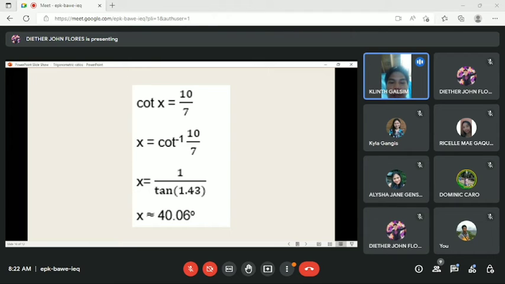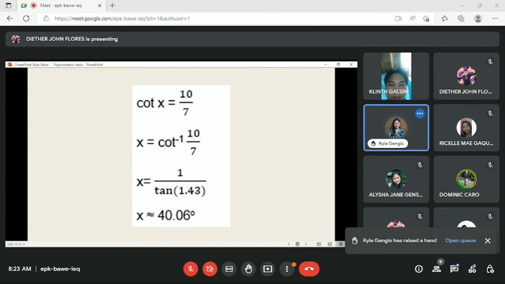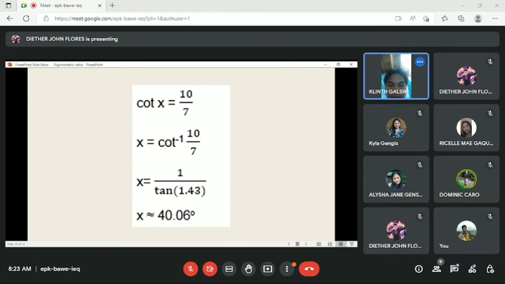Okay, another one. So is there anyone who wants to? Okay, Miss Kyla. Sine B equals opposite over hypotenuse, sir. Okay, another one. Okay, it seems that lastly we are left with cotangent is equal to adjacent over opposite.